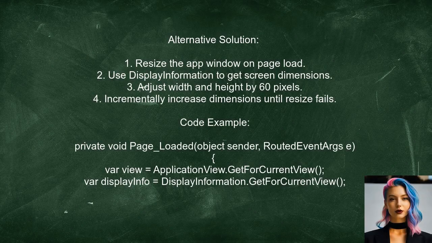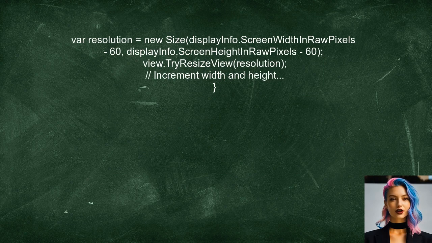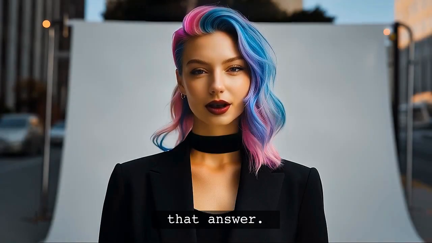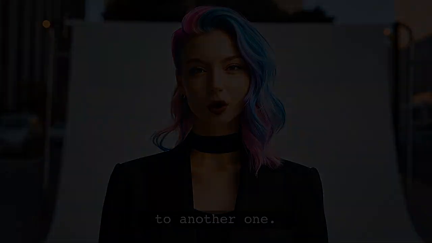An alternative approach shared by another user involves resizing the UWP app window during the page loaded event. They found that using the display information screen width and height adjusted by 60 pixels allows for a successful resize. The method attempts to maximize the window by incrementally increasing the width and height until the resize is no longer successful. That wraps up that answer. Let's move on to another one.